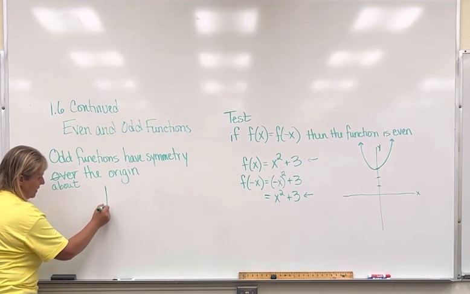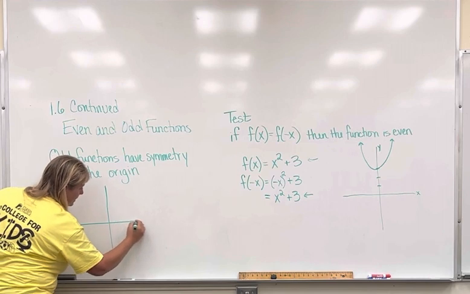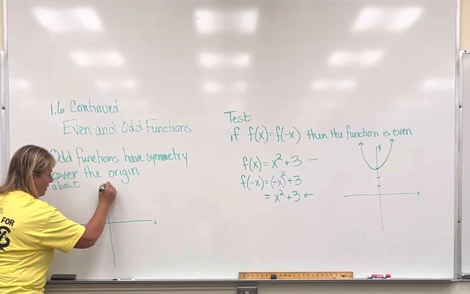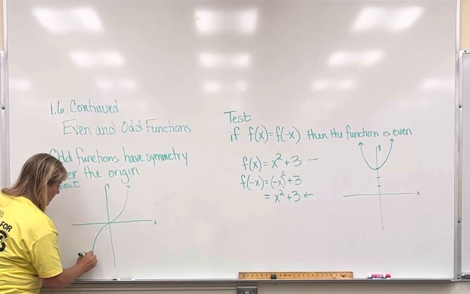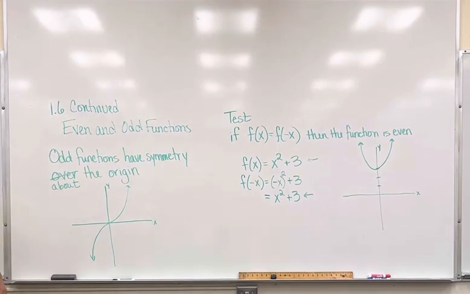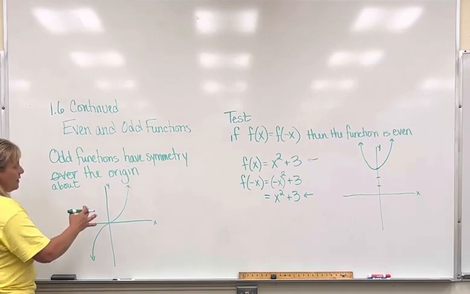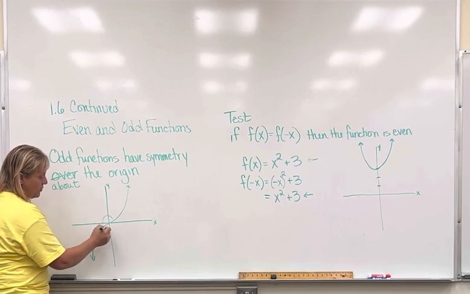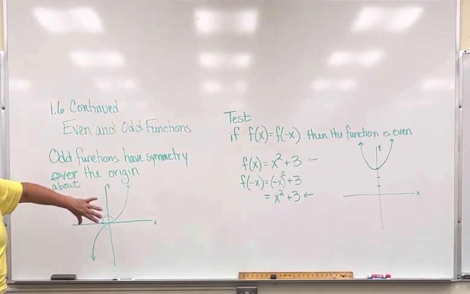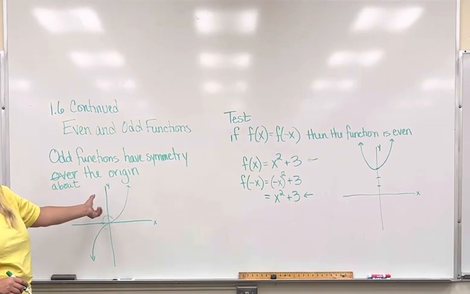So what that means is if we put in a graph here like this. Now again, the hope is that from earlier, we know that this guy is x cubed, okay? But over the origin means that we're going to flip 180 degrees. So we're going to take the whole graph and turn it 180 degrees.